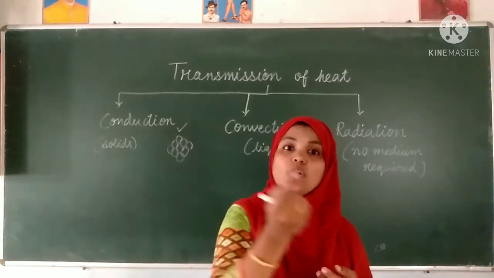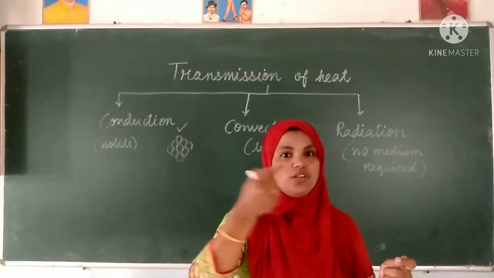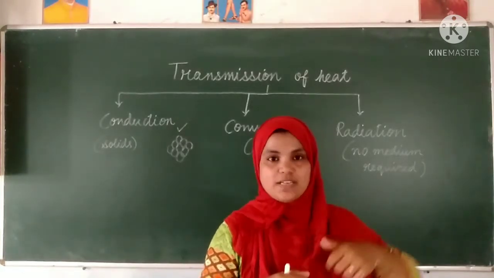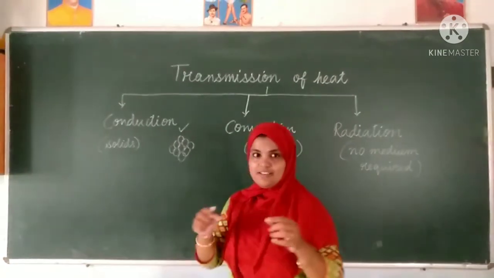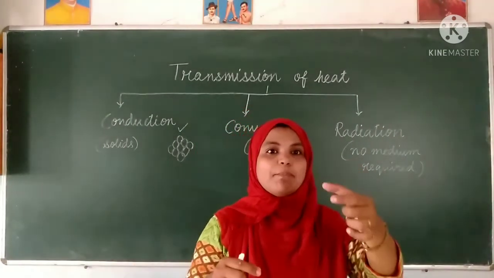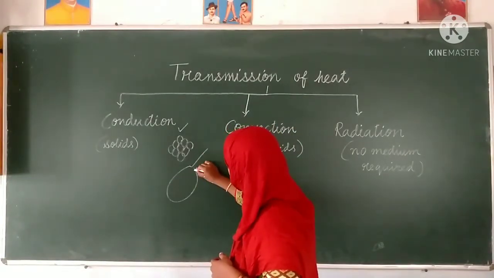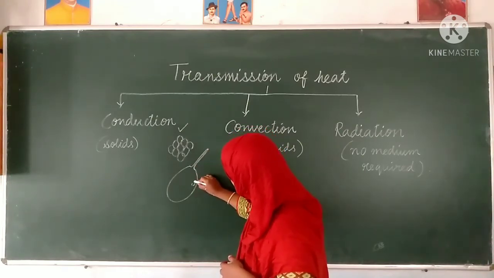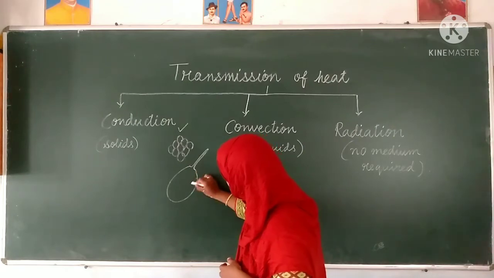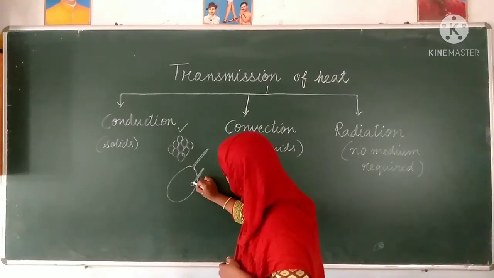Now you keep a spoon on the pan. The pan is a solid and the spoon is also a solid. You just keep it on top of the pan and you will see that the end that is in contact with the pan will get hot first. Like this, take a pan. On top of this, you keep a spoon like this, a long handled spoon.